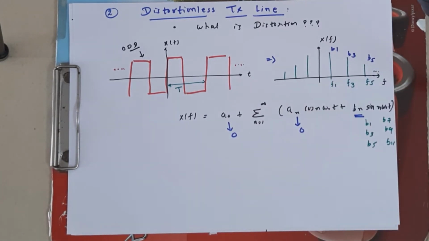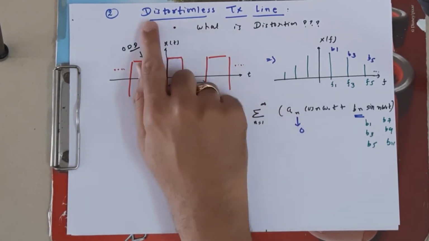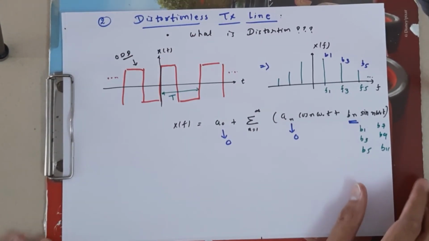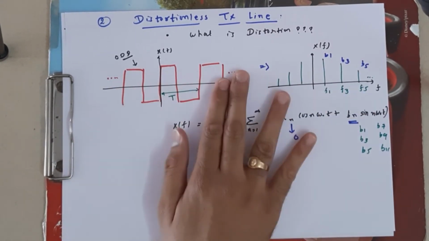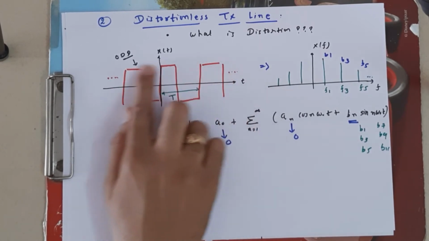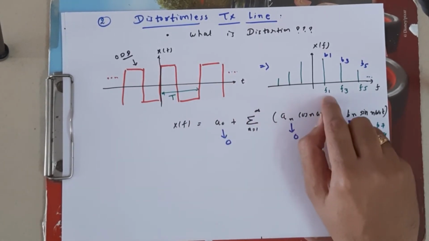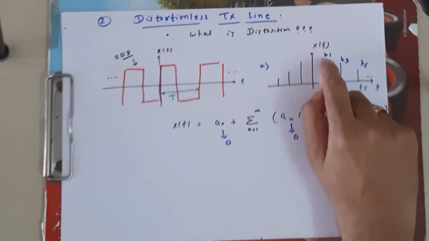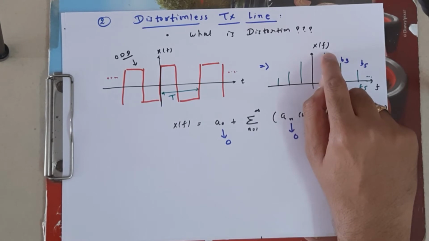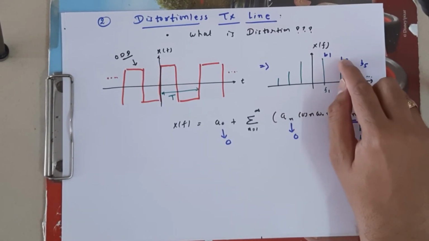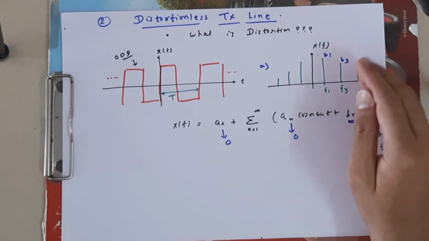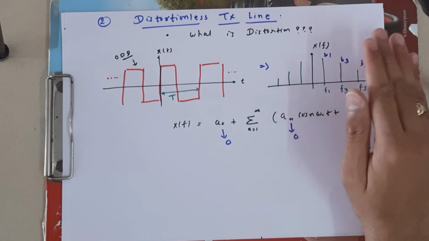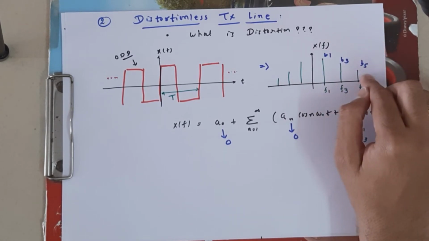That means, suppose the line is not a distortionless line, that means the line is a distortion line. If you pass this signal through our transmission line, the signal gets distorted. Distorted means the f1 frequency component is distorted, that means the value of b1 is somehow decreased. The next frequency component is also distorted, the third, the fifth frequency component is also distorted, and so on. All the frequency components are distorted, but they are distorted differently.